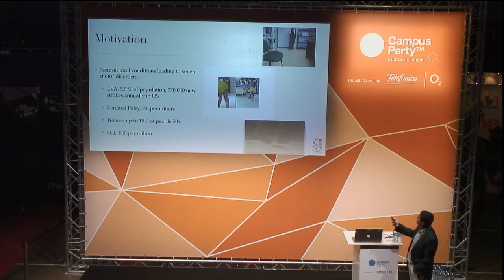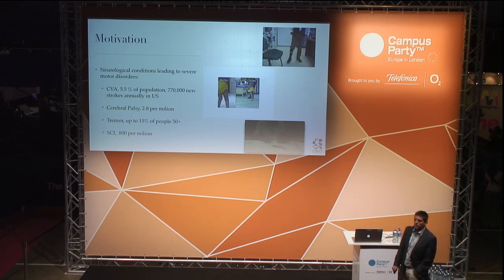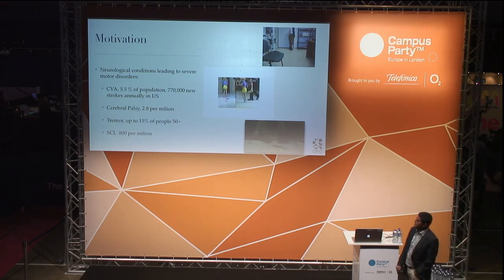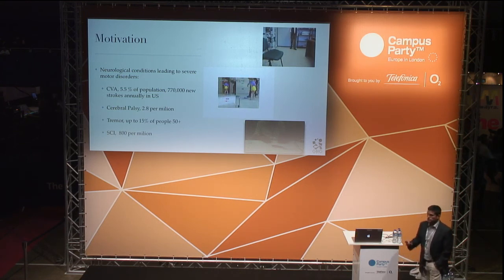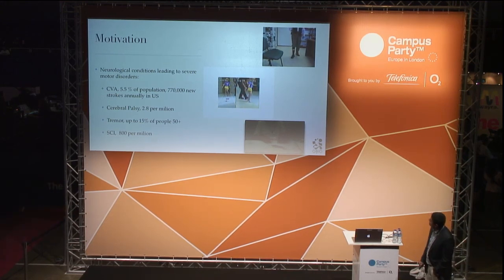What you see here is a stroke patient that is walking, and you can see clearly the pathological pattern that he's developing while walking. In the second video, what you have is a child that is also walking. He's suffering from cerebral palsy, which is a disorder of the brain. And you can see that he, she, also developed this pathological condition.